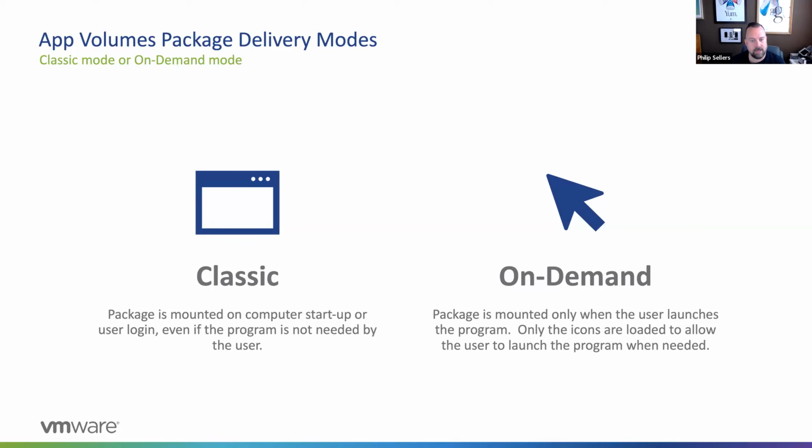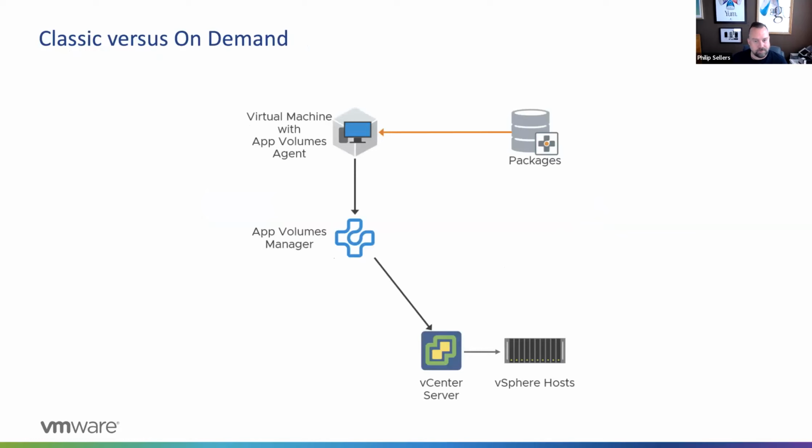So classic versus on demand. Here's a quick diagram. The package gets attached by the App Volumes agent. The agent talks to the manager, it talks to vCenter, vCenter talks to the host and attaches the VMDK. The order of operation is basically your user logs in on that virtual machine at the top, they click the icon, and all the orchestration happens. So the attachment is the same. It's just when does it attach that's different. Both classic and on-demand use the same workflow. It's just a matter of when it actually happens.